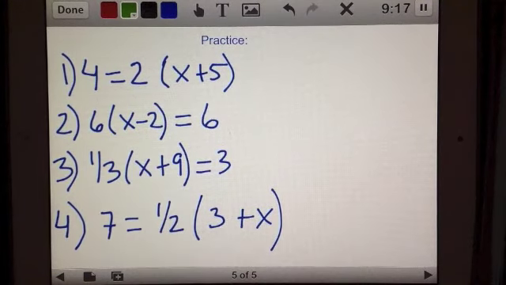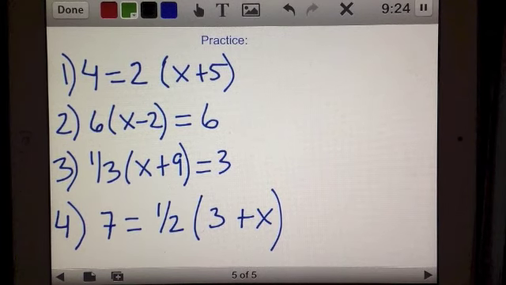Alright, so here are 4 more problems for you to practice. You can work with your partner if you need some assistance. I'm going to be walking around and making sure that everyone understands how to do all these problems.